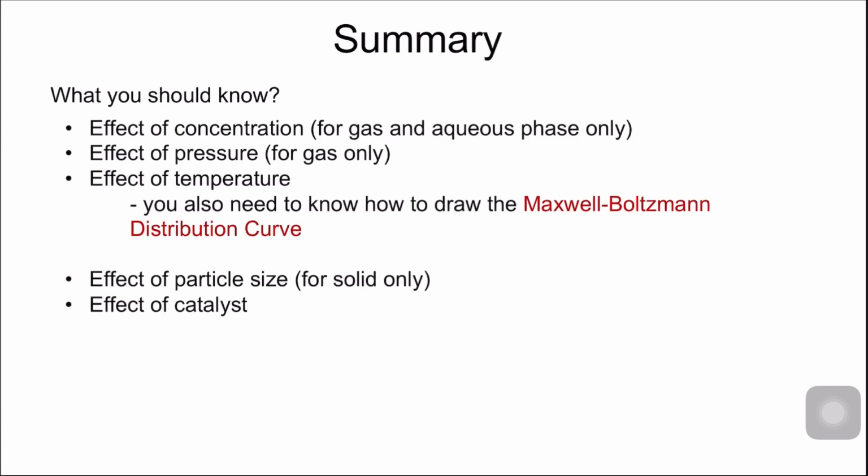So far kita dah belajar banyak factors that can affect the reaction rate. Kita ada effect of concentration, apply for gas and aqueous phase only. Effect of pressure only for gas. Effect of temperature, awak kena tahu draw the Maxwell-Boltzmann distribution curve. And then effect of particle size hanya untuk solid. Then effect of catalyst, macam mana awak ada catalyst with or without catalyst for the reaction. How the catalyst can affect the reaction rate for your chemical reaction.